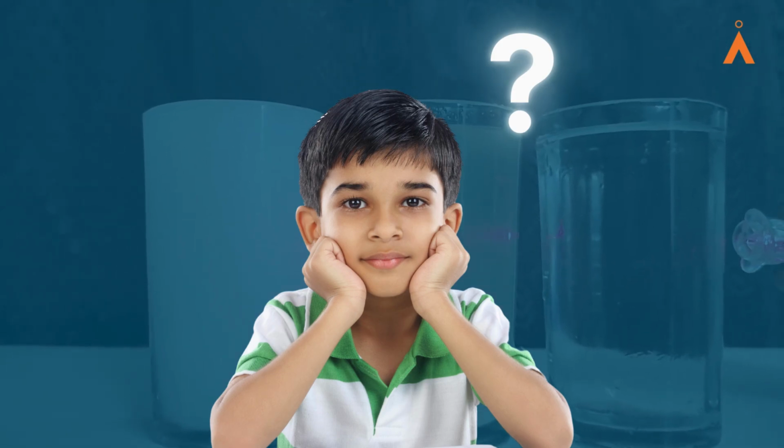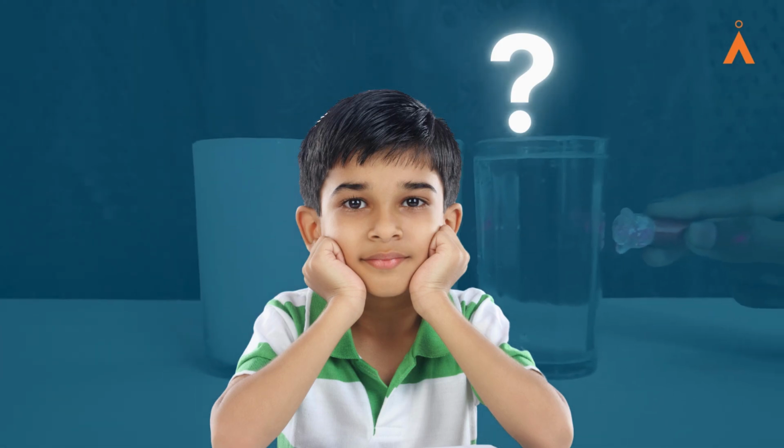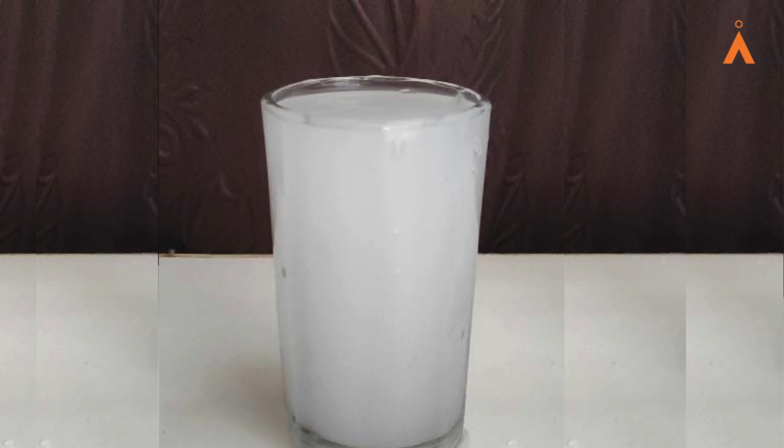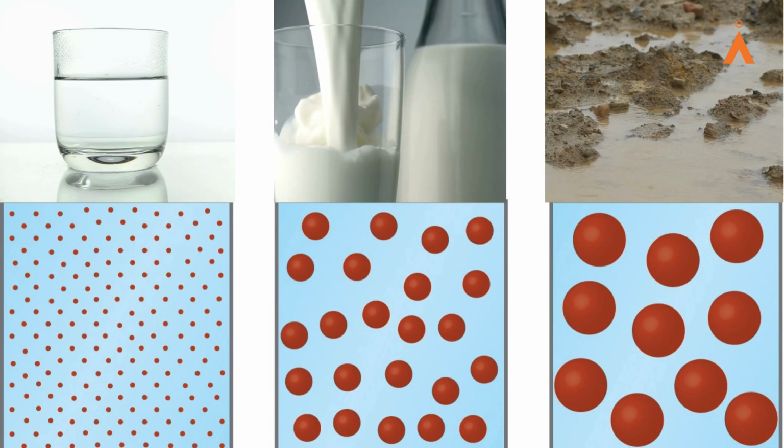What's the size of colloidal particles? The size of colloidal particles typically ranges from 1 to 1000 nanometers, larger than individual molecules in solutions, but smaller than particles in suspensions. This intermediate size enables colloids to display unique properties, remaining dispersed without settling over time, contributing to their stability and distinct behavior.